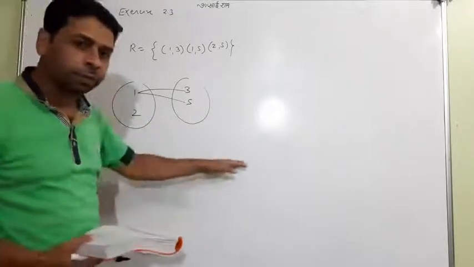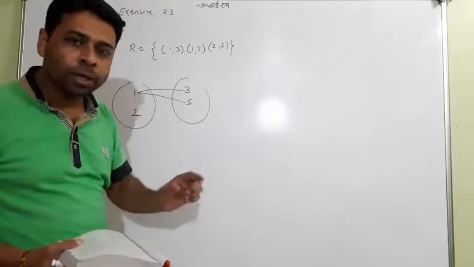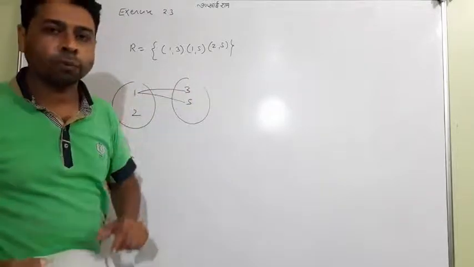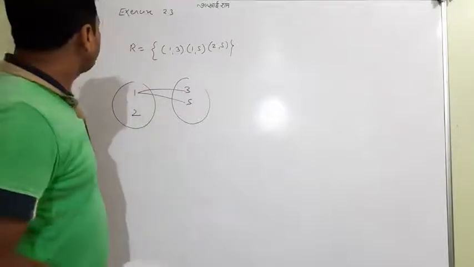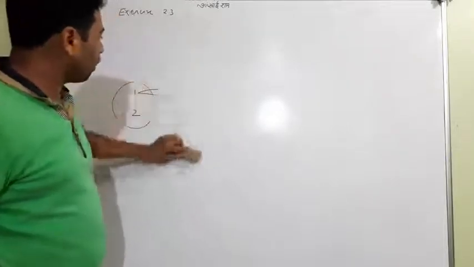And what will you give as the reason? That image of 1 is not unique, so it is not a function. So when it is not a function, we need not be concerned about the domain and range. So okay, now this is the first question. Hope you have got it till now.